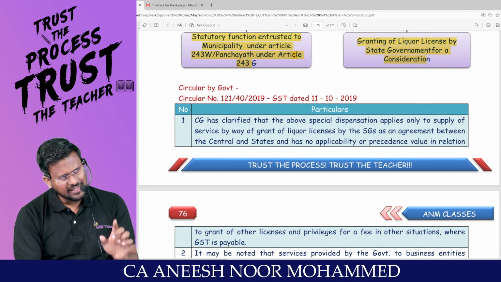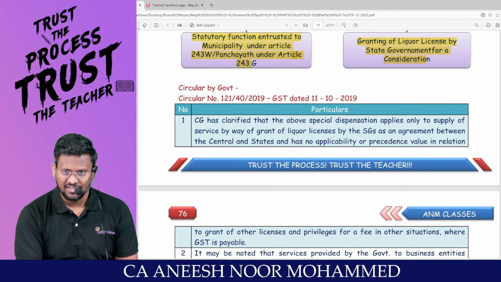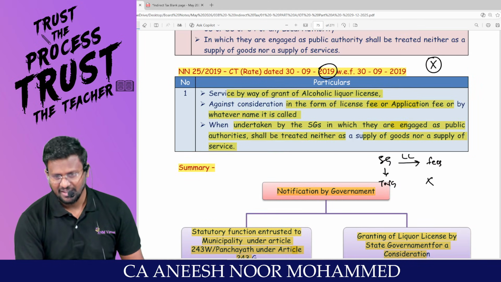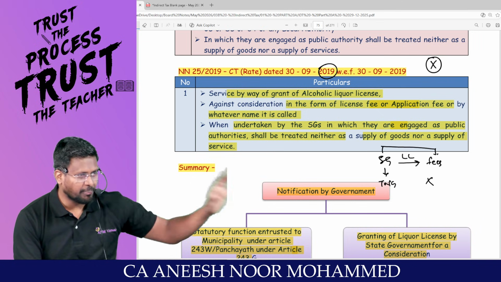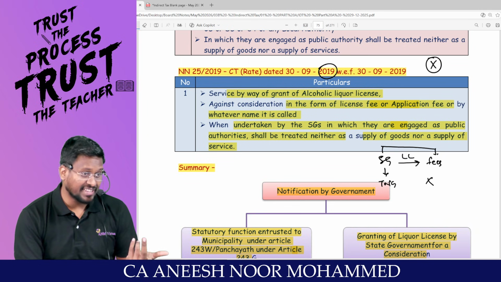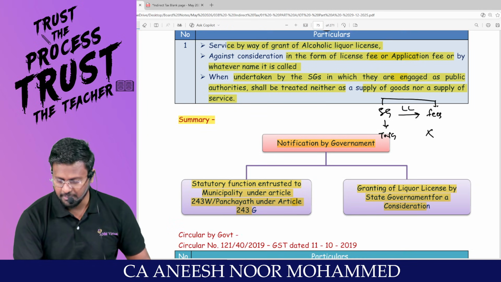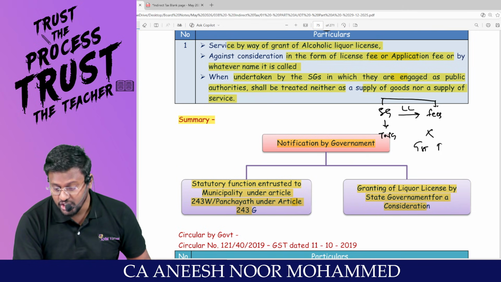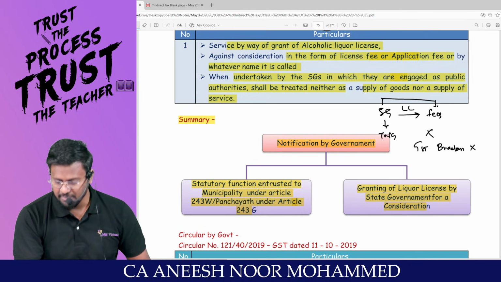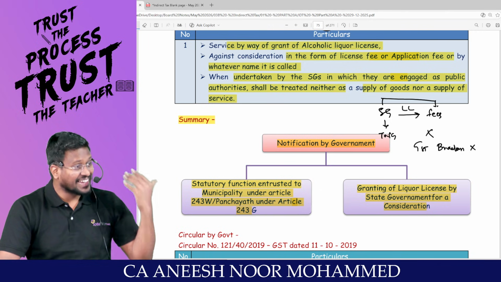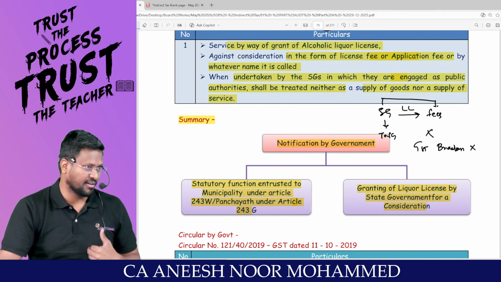if a person is taking a liquor license, the service provider is the government. The service recipient is the bar owner. For that only they are paying some consideration. It is neither supply of goods nor supply of service. That means we can say that there is no GST burden. For liquor itself, there is no GST burden.